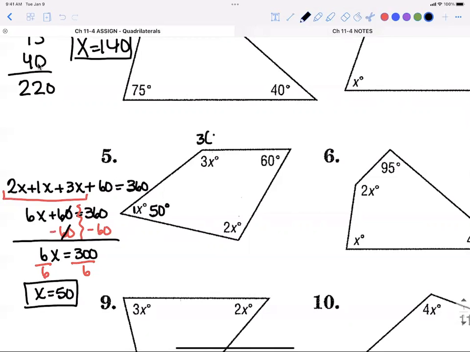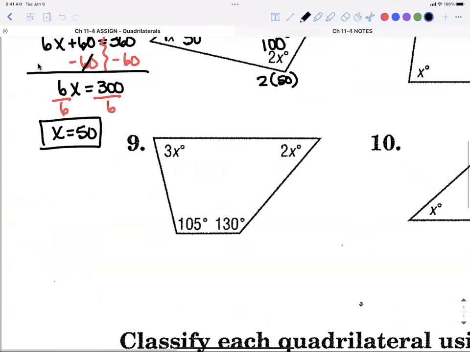3x is 3 times 50, and 3 times 50 is 150 degrees. And then down here, we've got 2 times x, or 2 times 50. And so we know this bottom angle is 100 degrees.